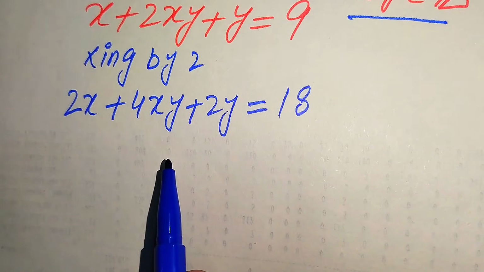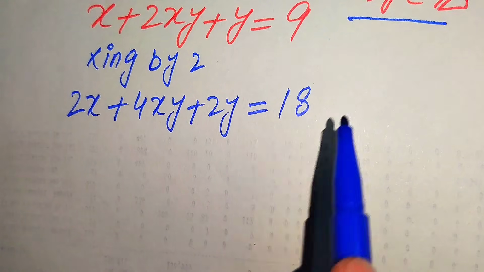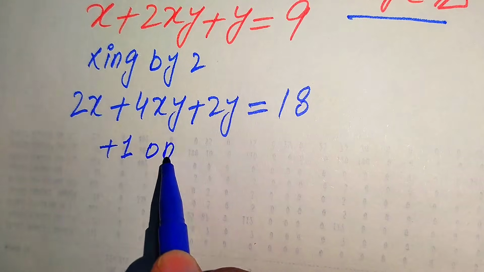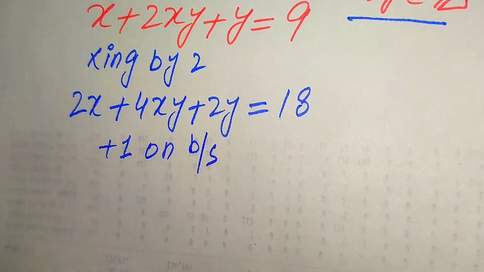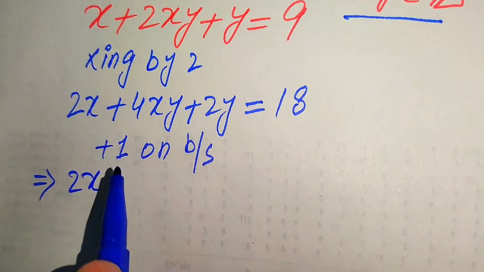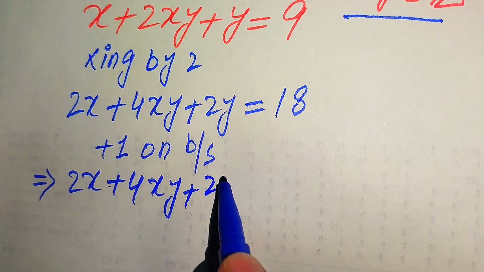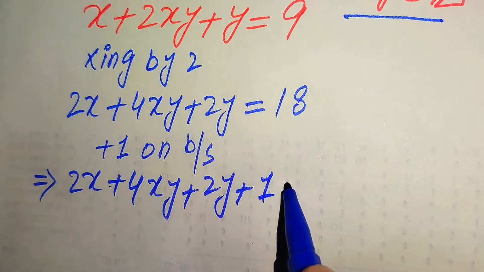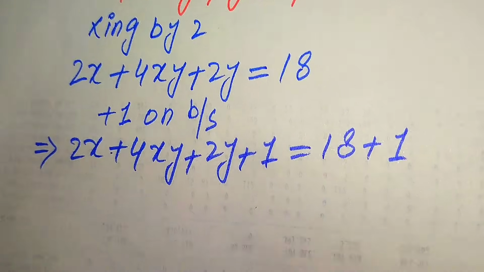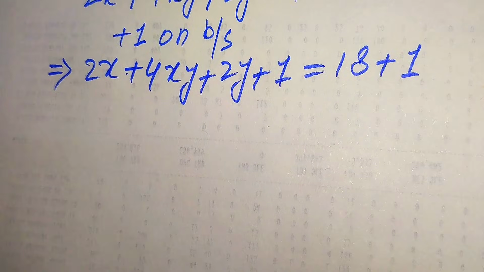Further, in the next step we add plus 1 on both sides. So when we add 1, it is written as 2x plus 4xy plus 2y plus 1 equals 18 plus 1. And now, in the next step, we need a little bit more simplification.